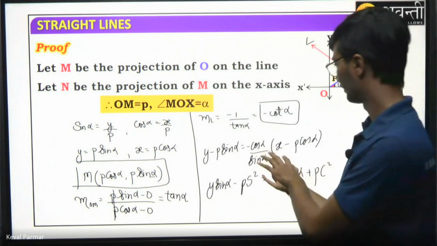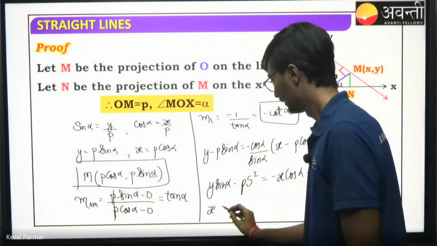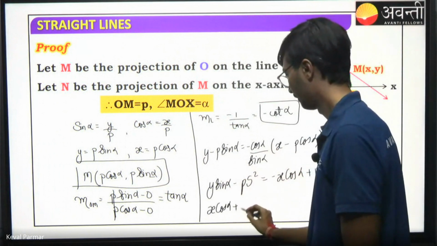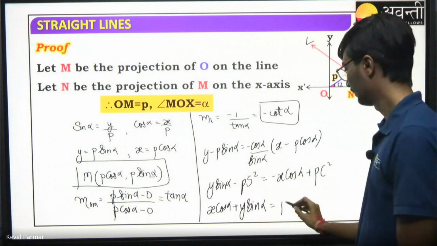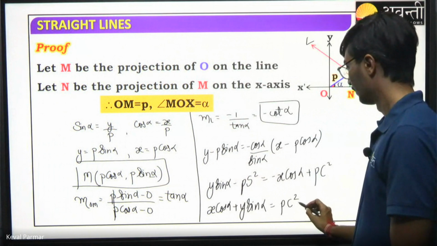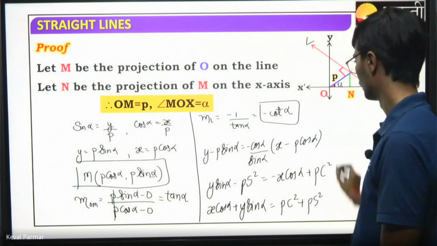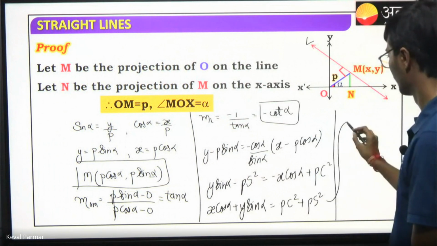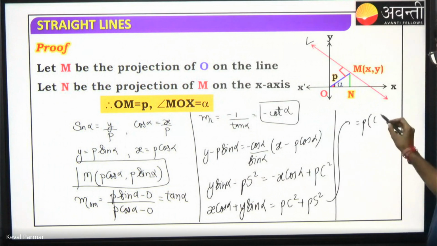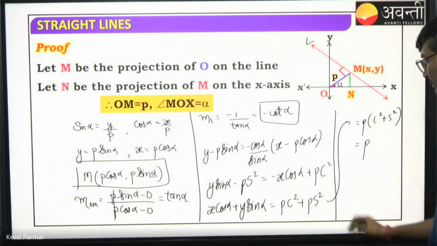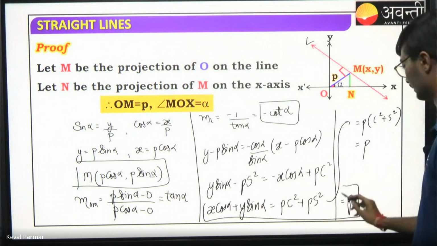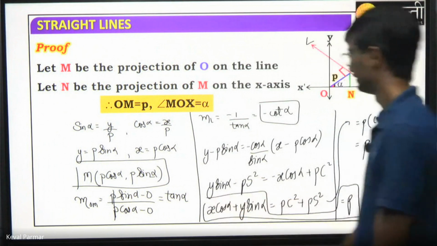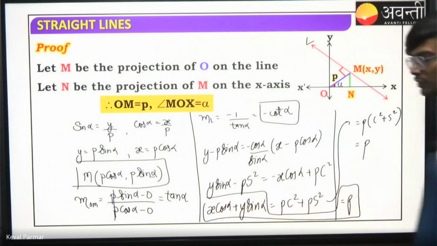Let's take x cos alpha on the left hand side. So I'll get x cos alpha plus y sin alpha is equal to p cos square plus p sin square, which can be written as p into cos square plus sin square. And cos square plus sin square is 1, which is equal to p. So if you can see this equation, it is x cos alpha plus y sin alpha equals p.